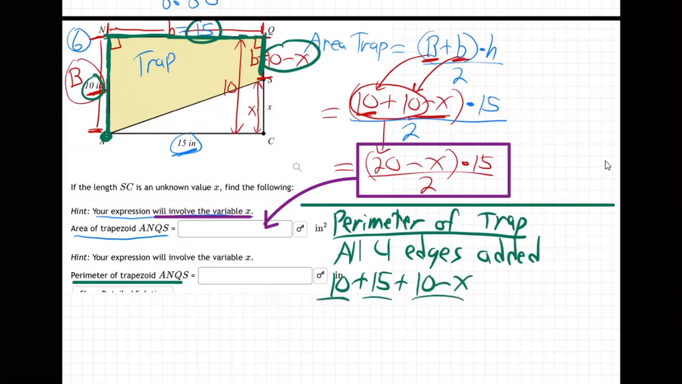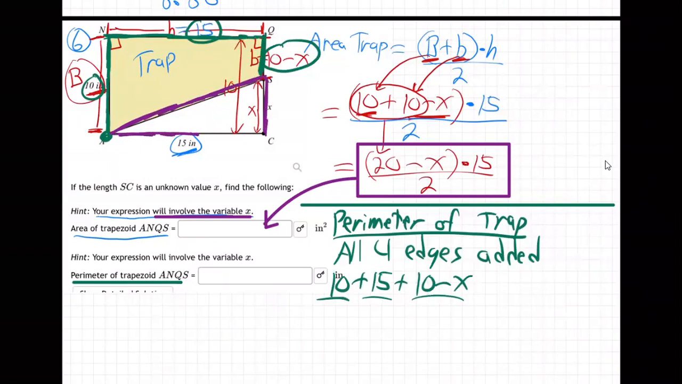10, 15, 10 minus x. And now the last part is the trickiest part. We want to find this part right here, right? That's the last of the four edges of the trapezoid. Well, how do you find that? Well, you know what we're going to do.